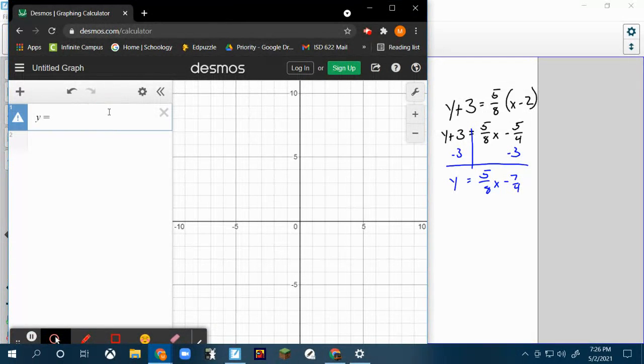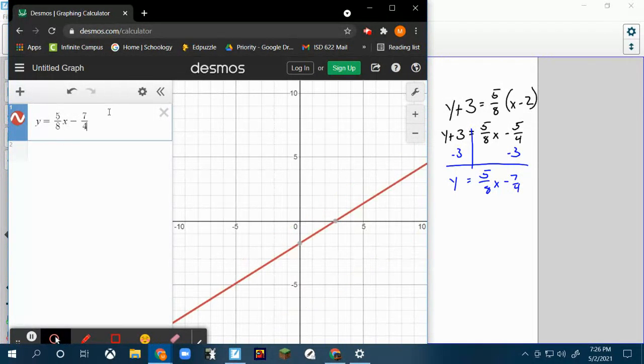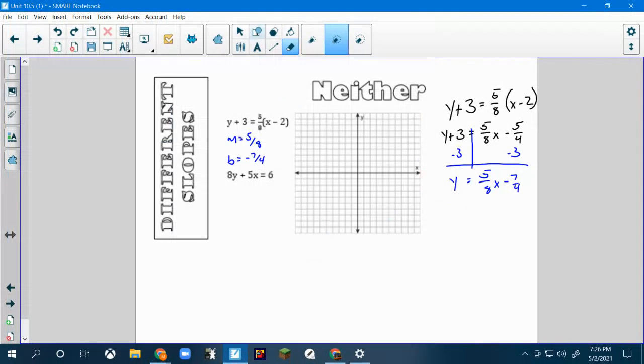Our equation is y equals 5/8 x minus 7/4. And there's your line. We'll get our second line here in a second.